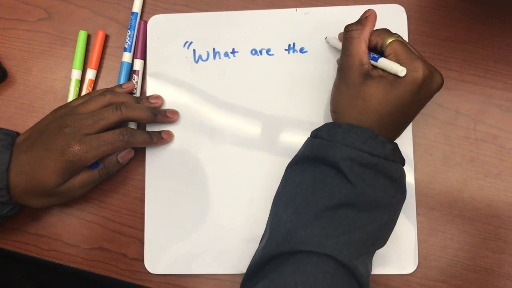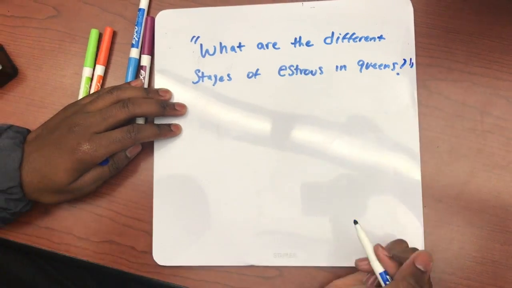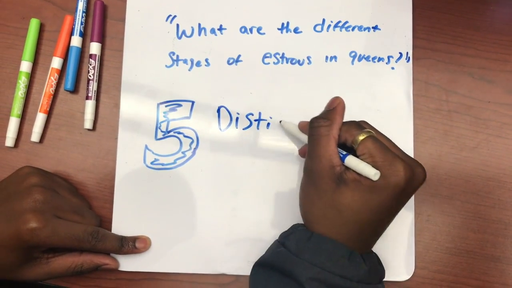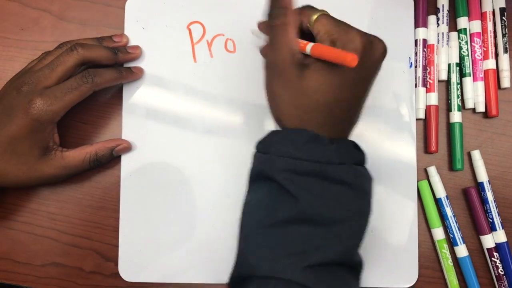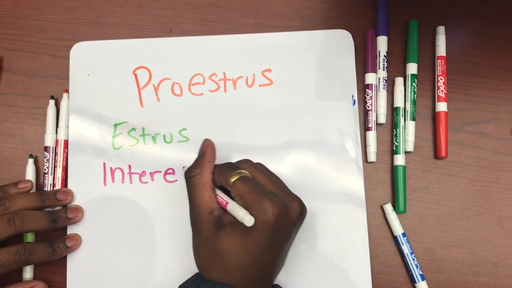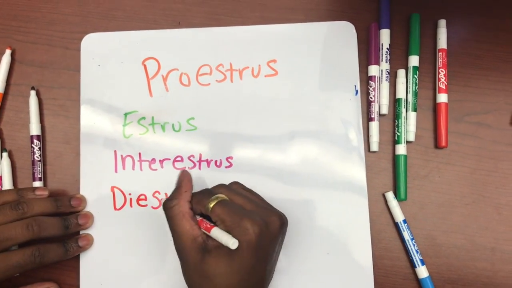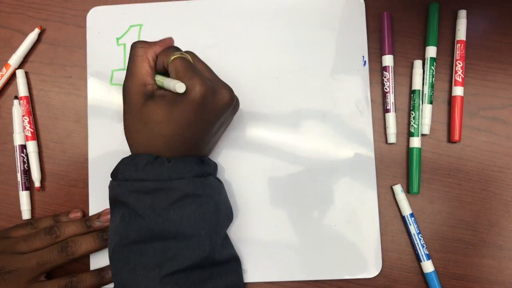Our next topic discussed will be what are the different stages of estrus in queens. The estrus cycle of a queen is unique to domestic species and consists of 5 distinct stages of estrus. These stages include proestrus, estrus, interestrus, diestrus, and anestrus. We will review all of these stages as well as the characteristics of each.